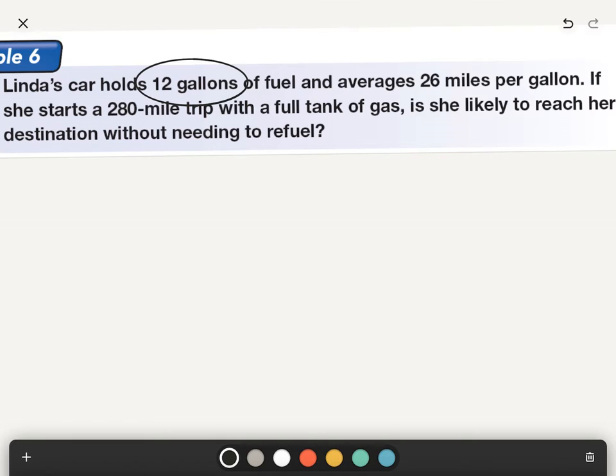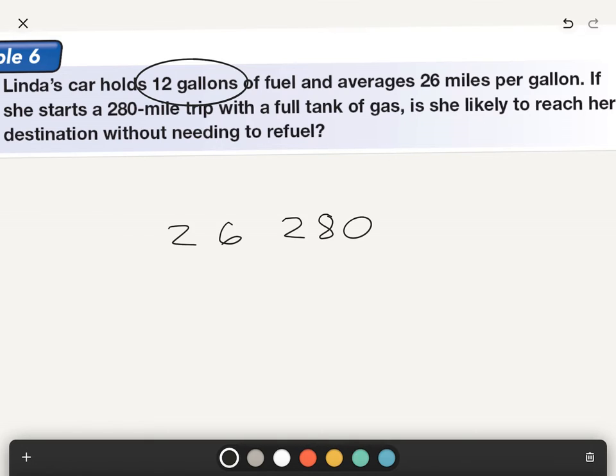So 26 miles per gallon. Okay, and the question is, can that get her 280 miles? What should we do to these numbers to get us a number that's either going to be above or below 12? Basically, what's going to tell us how far she can get with that gas? Do we multiply them? Do we add them together? Do we subtract them? Do we stand on our heads and eat ice cream?